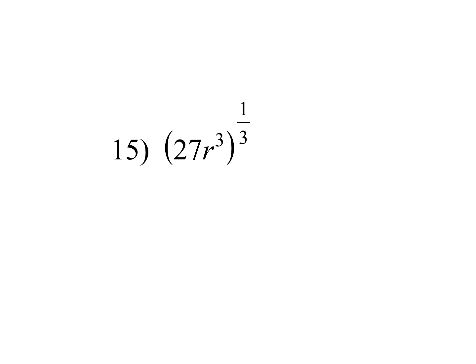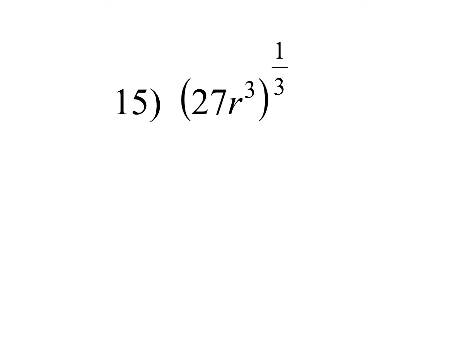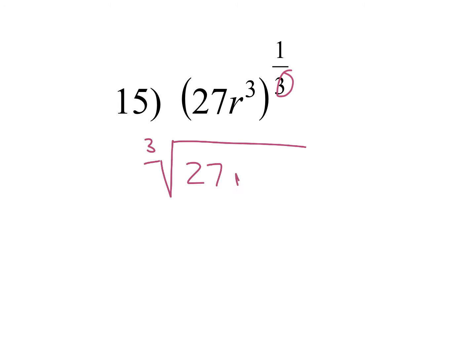Let's look at 15. So here, whenever we have a fraction as our exponent, we want to change it to a radical. So what's our index of our radical going to be? What number do we put out front? 3. The denominator is our index. That goes out front. What goes inside of our radical? 27r to the 3rd power.